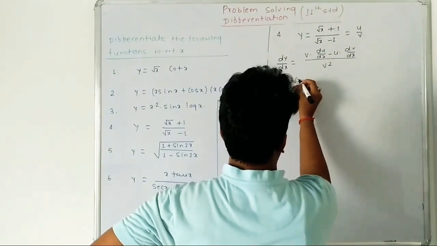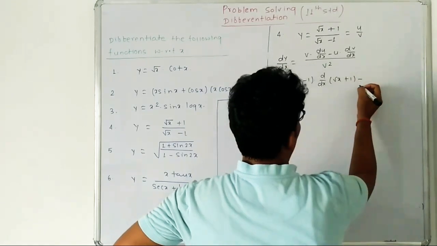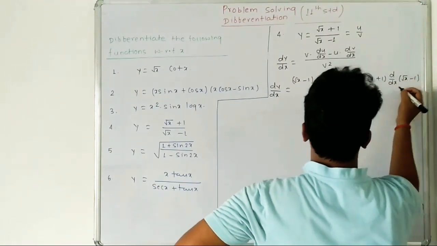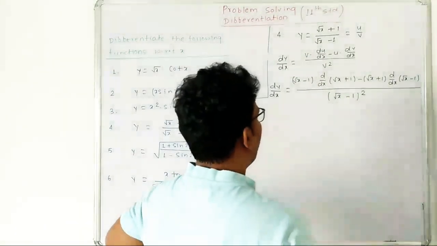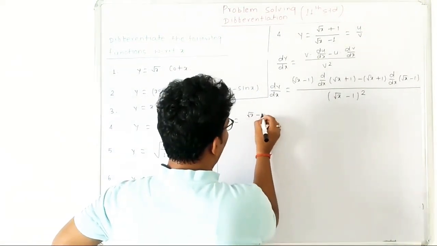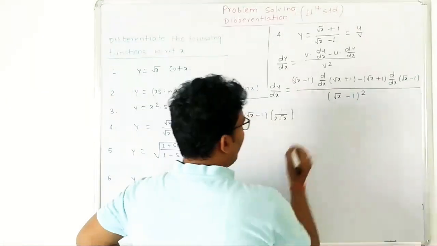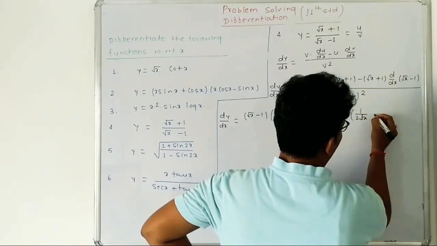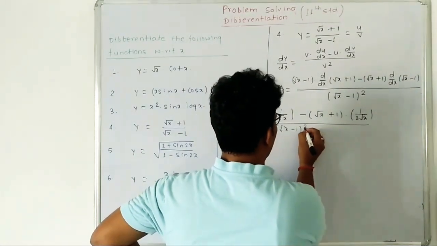What is v? v is root x minus 1 and into derivative of u. What is u? This is root x plus 1, minus, what is u? Root x plus 1 and into derivative of v, that is root x minus 1, and in the denominator it is v square, that is root x minus 1 the whole square. Right? So now the next step is dy by dx can be written as root x minus 1 and into derivative of root x is 1 by 2 root x and 1 is 0, minus root x plus 1. Derivative of root x is 1 by 2 root x and derivative of 1 is 0. And divided by root x minus 1 the whole square.